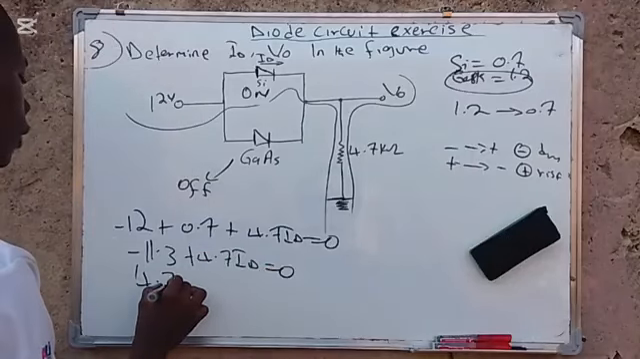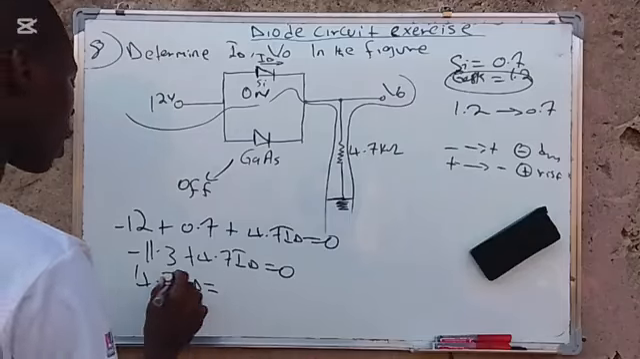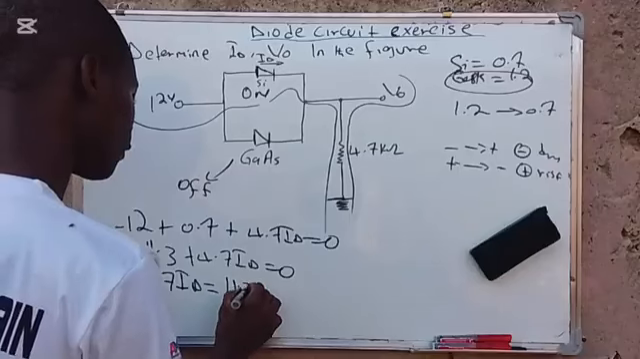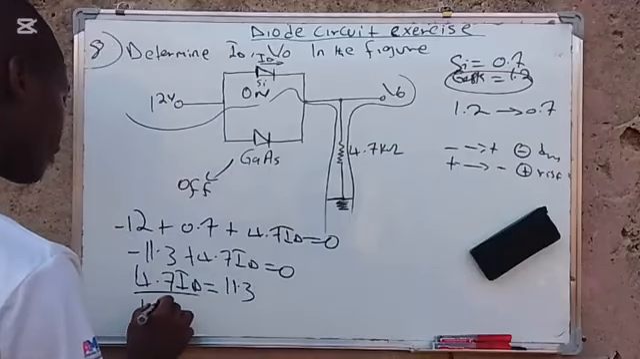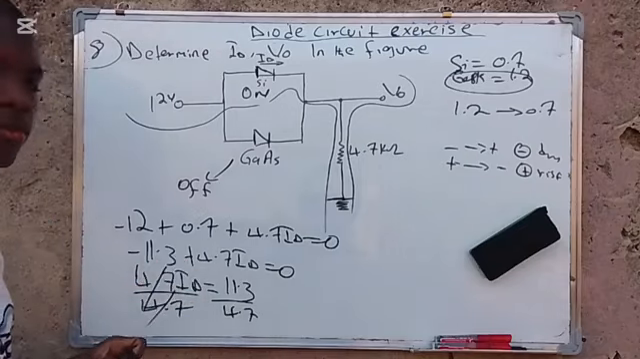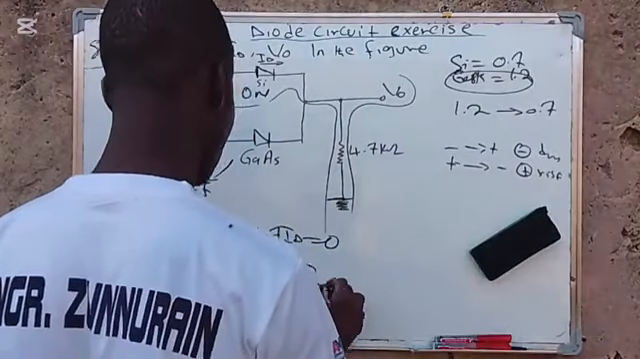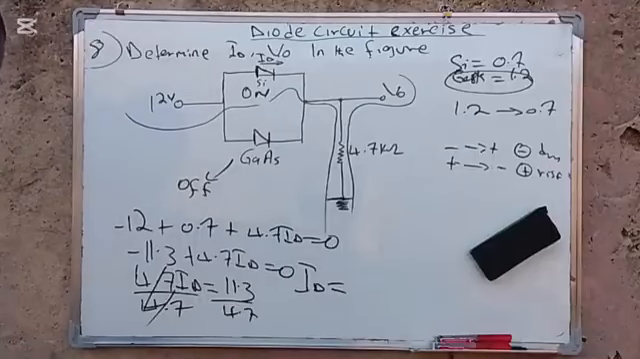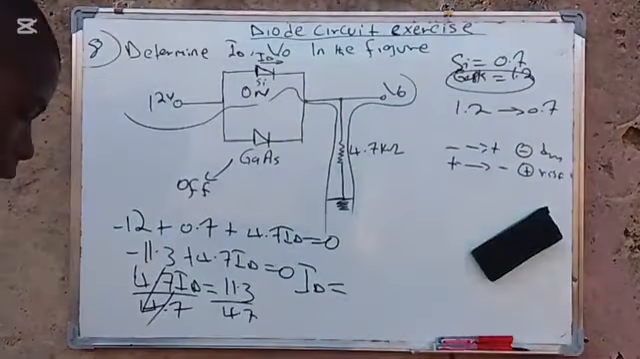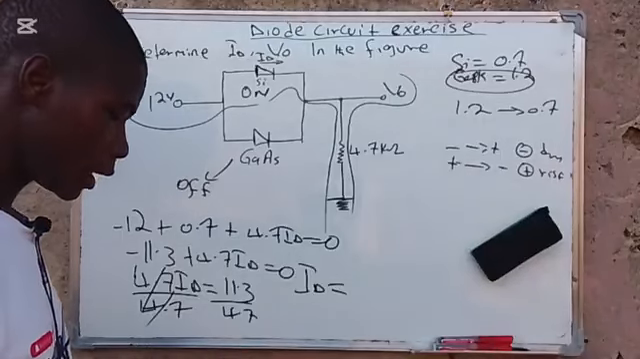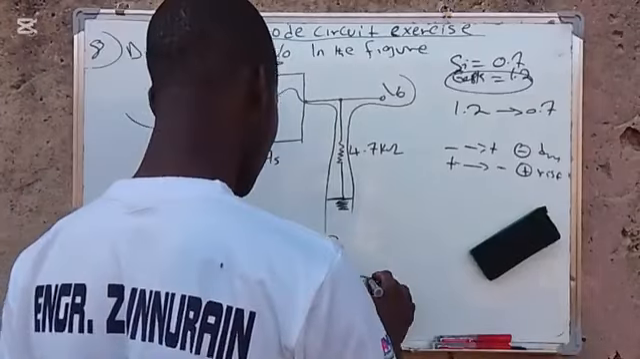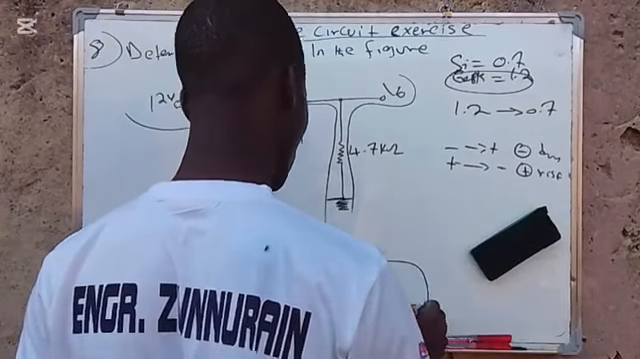So I have to have 4.7 ID. This should now be equal to, when the negative 11.3 crosses the equal sign, it will now be 11.3. So if I divide both sides by 4.7, 4.7 will cancel 4.7. So therefore the diode current should now be equal to 11.3 divided by the value of 4.7. What should I get? So let me check. 11.3 divided by 4.7. So the current should now be 2.4.